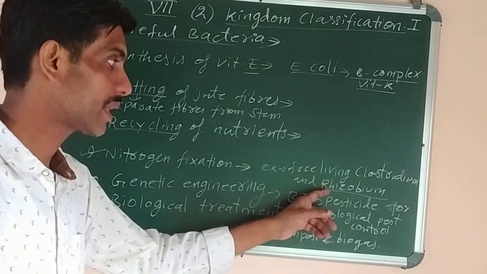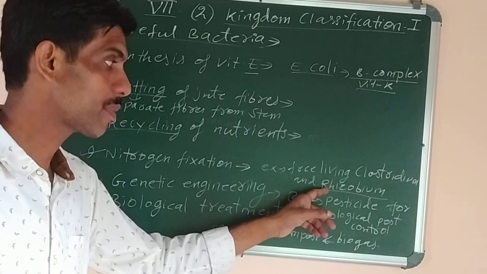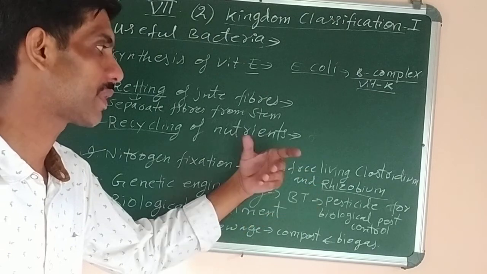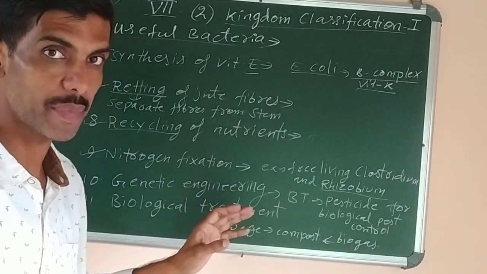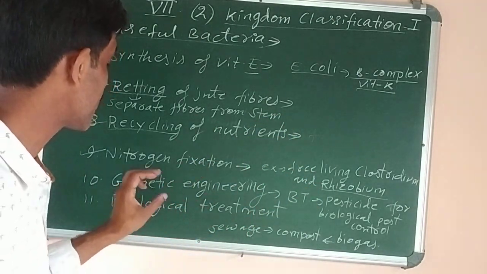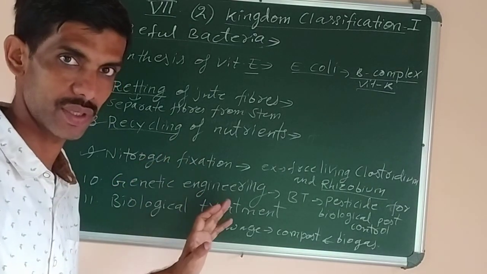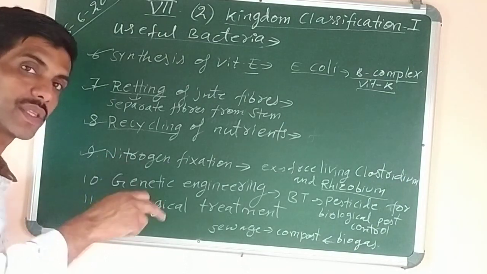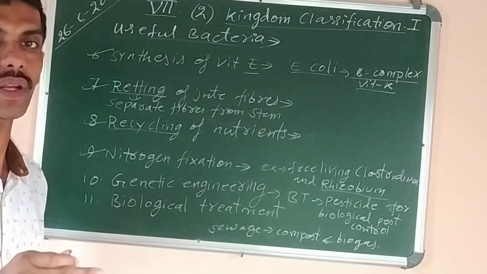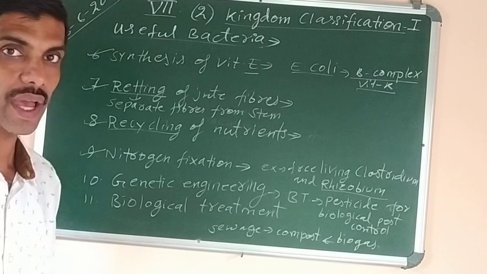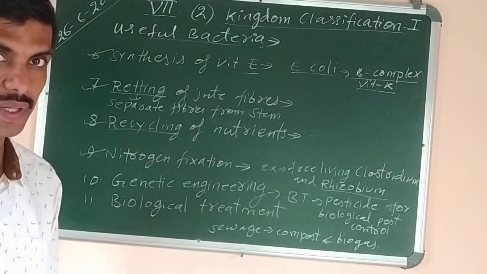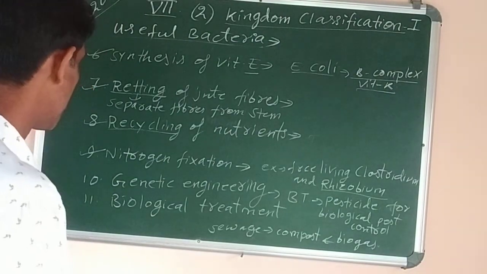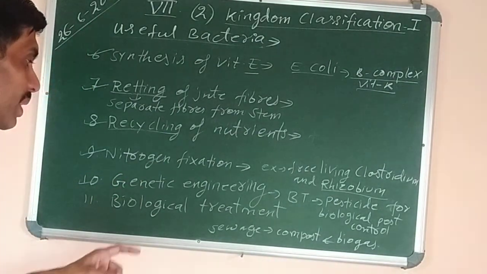Rhizobium is not free living, because it is always present in the root nodules of leguminous plants, but Clostridium bacteria lives freely in the soil. But both of them have the same function, that is nitrogen fixation. Understood the meaning of nitrogen fixation? Once again, what is nitrogen fixation? Conversion of free atmospheric nitrogen into nitrates, which are available to the plants for their use, is called nitrogen fixation. Okay, now we move to the next one, number 10, genetic engineering.